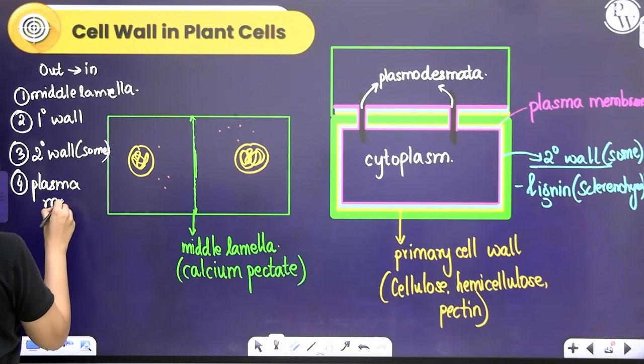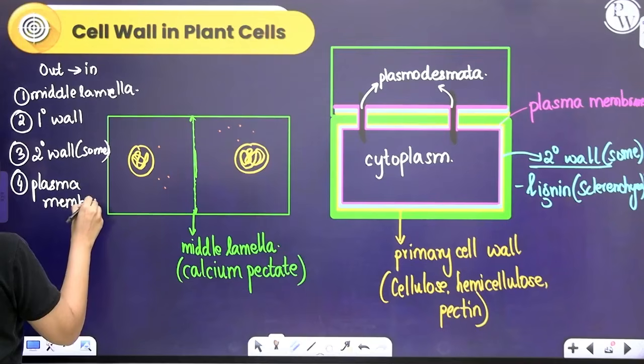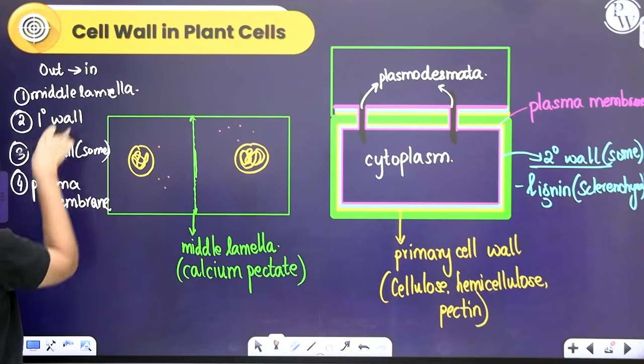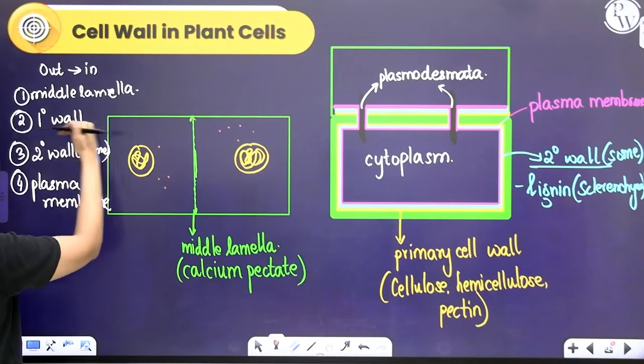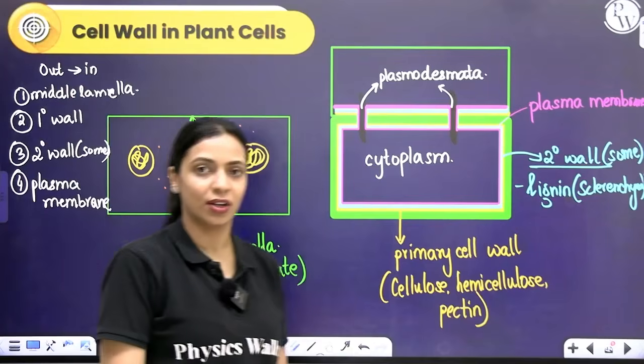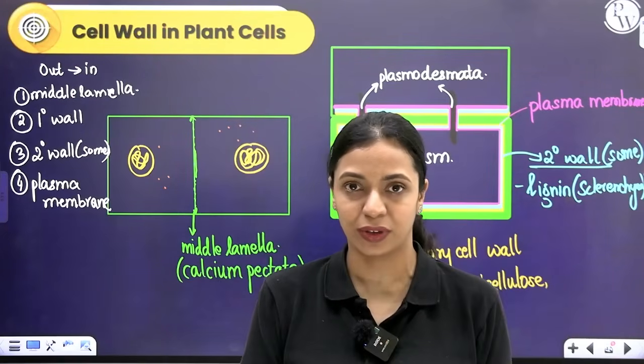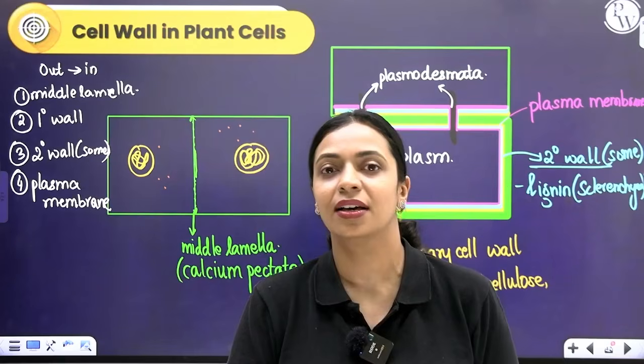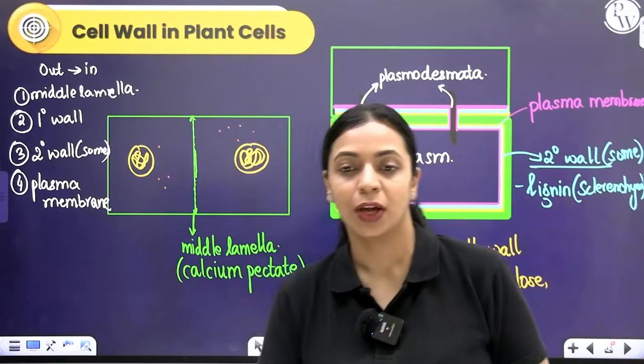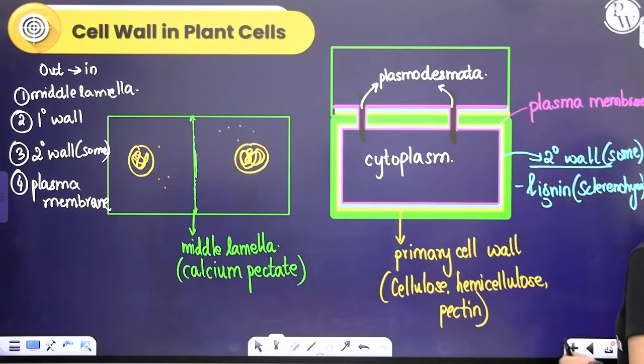Just because the middle lamella is called middle lamella, you shouldn't think that it is present in the center, between primary and secondary walls. You should not think like that. It's called middle lamella because when it formed, it was in the middle of two different cells that divided. That's why it's called the middle lamella. Okay, so that's about the cell wall in plants.